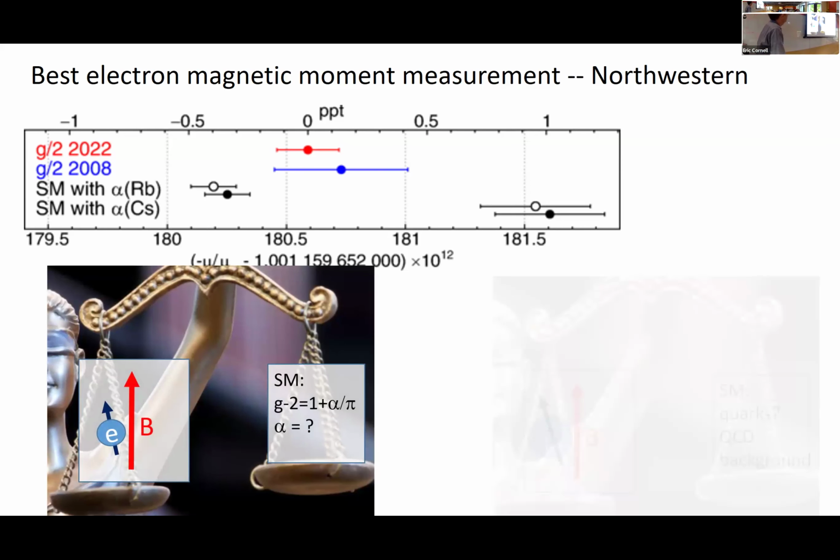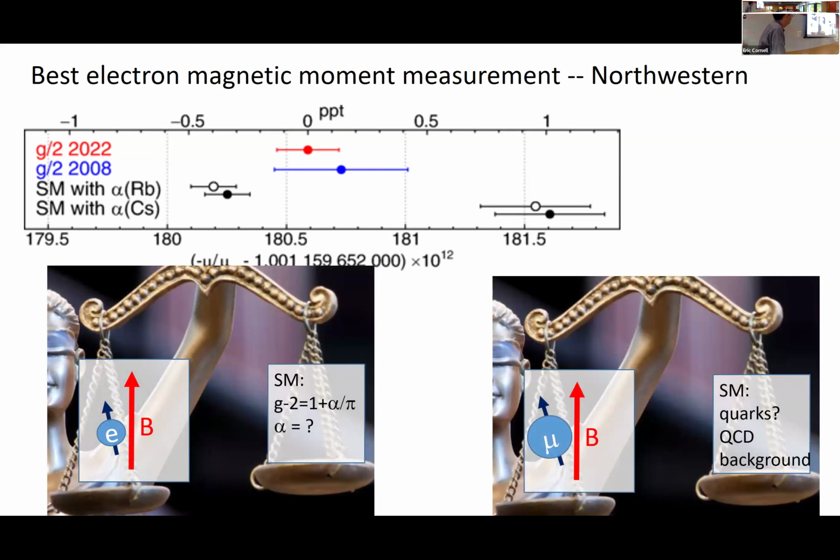There is a similar tension going on with muons. In the muon case, the standard model background is not the fine structure constant, but a QCD background. I learned only a week ago that there's up-to-date results which may largely resolve the tension with the QCD background, with a hopefully improved numerical calculation of the QCD effects.